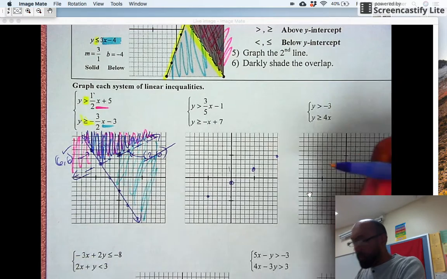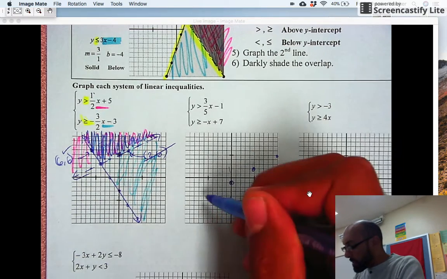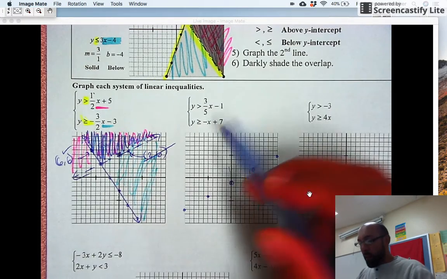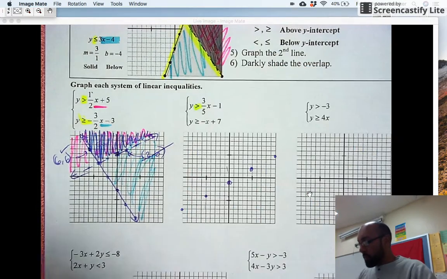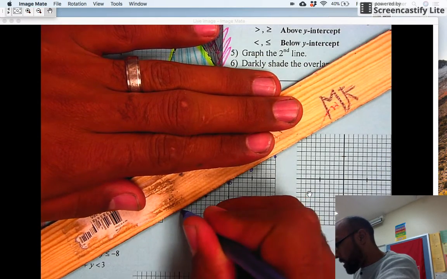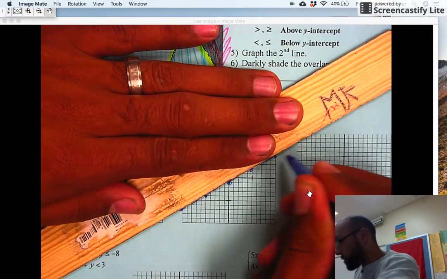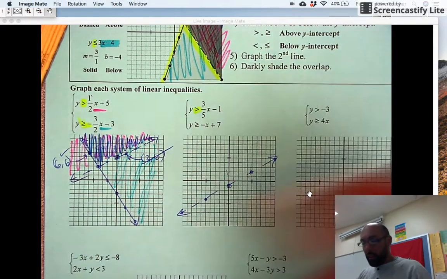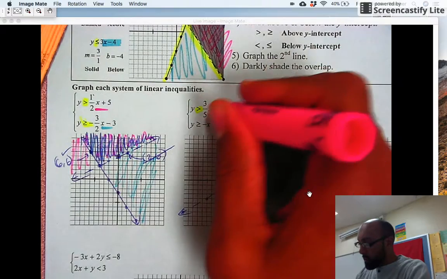You've got to be careful. You've got to go this far. You can make a lot of mistakes. Down 3, left 5. Okay, again, we have greater than, so we're going to do a dashed line, dash, dash, dash, dash, dash, dash. Okay, like this. And now we're going to shade that one above. We'll do this one, and we're going to shade above.